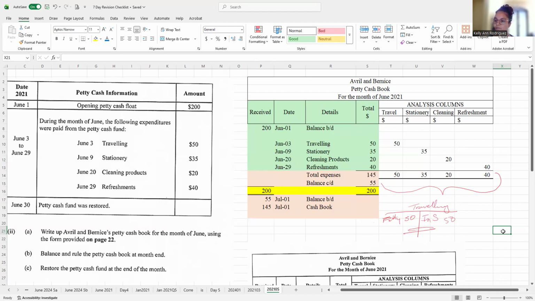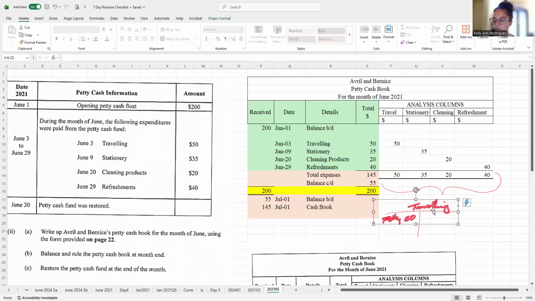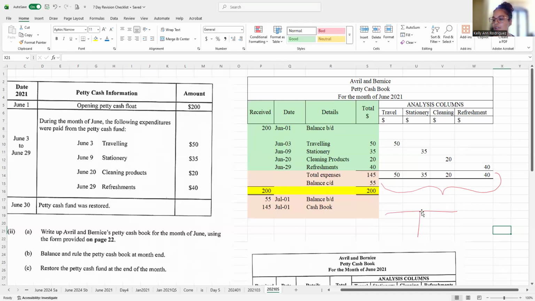And that's it. So in the exam, they might ask you to transfer from your petty cash book to the general ledgers. Is this what they're talking about? All these are general ledger accounts, which are expenses. And that's it.